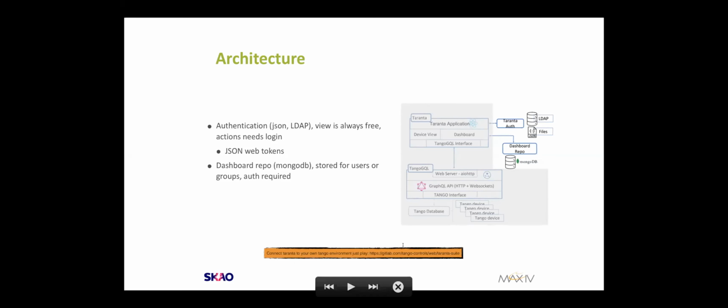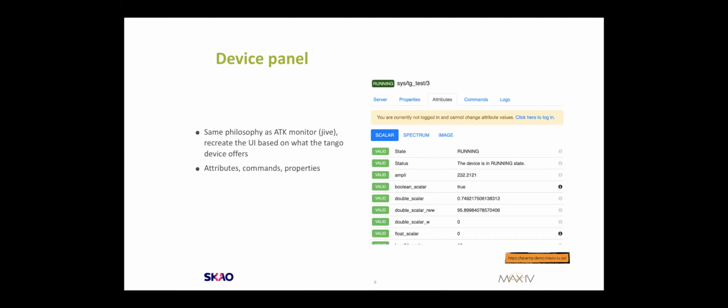Regarding the views in the Taranta application, the first one that we developed was the device panel, and it follows kind of the same philosophy as the monitor interface in Jive, for those who know Tango. It basically recreates the UI based on what the Tango device exposes. So we see here all the available attributes of a Tango device, and the same for properties and commands. Here you can read and write the properties of the Tango device, you can write into attributes, etc. And the attribute values get updated via the WebSocket that we mentioned earlier.